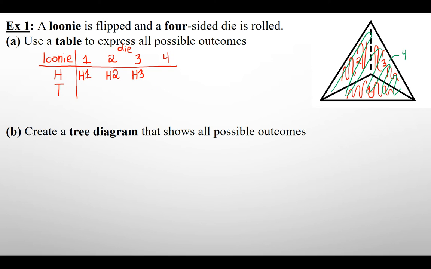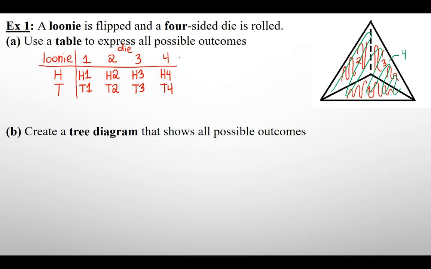So we write H and then 1. That's showing the two different independent events, the flipping of the heads and the number you get on the die. You could also flip heads and get the number 4. You could flip tails and get the number 1. You could flip tails and get the number 2, tails and the number 3, and then tails and the number 4.